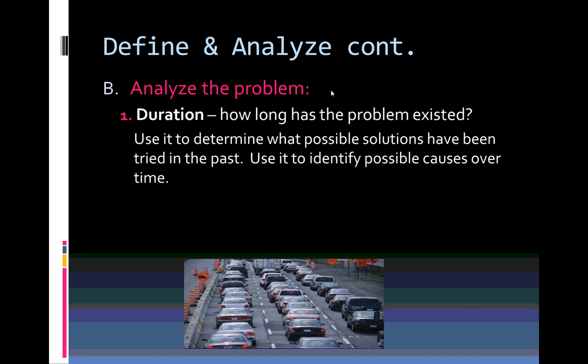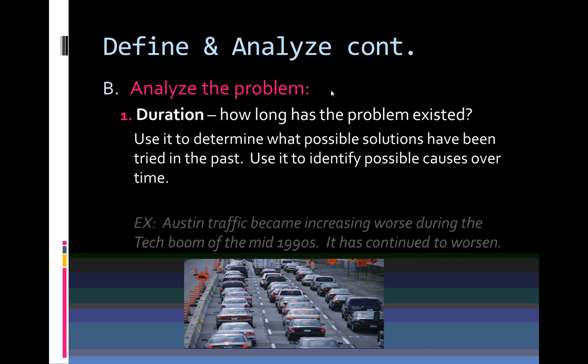Basically, you're going to use this information to help you come up with some good information about the problem and possible solutions. We're going to use it to determine what solutions have been tried in the past, what worked, what didn't work about them. We can use it to identify possible causes over time. So we're going to look at the period of time. When was this a problem? When did it become a problem? What significant things happened back then that may have caused the problem?